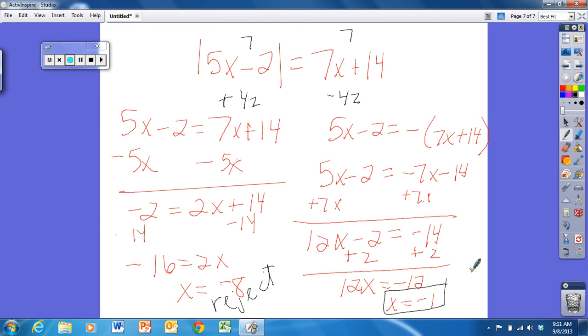Okay? That's it for absolute value equations. Now we have to do absolute value inequalities. It gets even harder. Sorry.